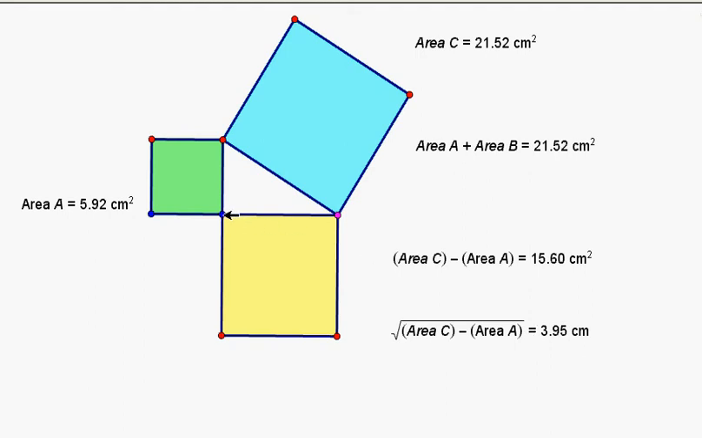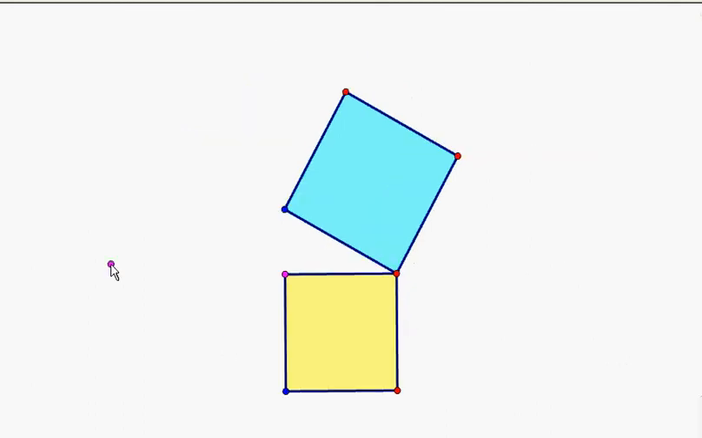So the distance from this blue dot to the purple dot is 3.95 centimeters. Now in this configuration, I'm looking to find the length between the red dot and the purple dot. So that's what I'm trying to find now. I'm trying to find the green box here, so I can figure out the length of this line right here.